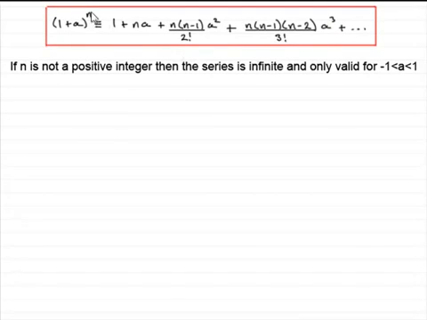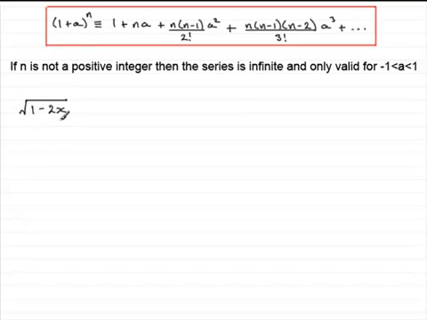Now, if n is not a positive integer, then the expansion is only valid for values of a between -1 and 1, and the series also is infinite. In exam questions you're going to be asked about the validity of a binomial expansion. So for instance, suppose you had to look at the validity of, say, the square root of 1 minus 2x.